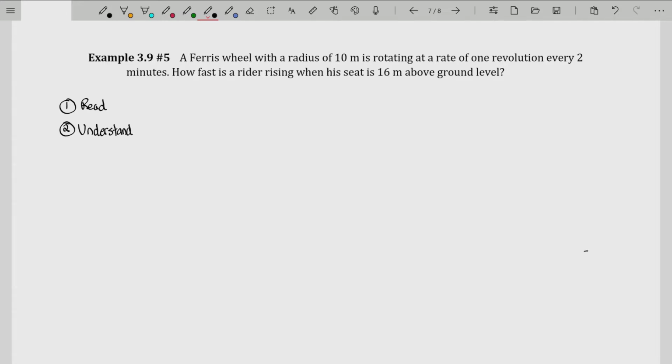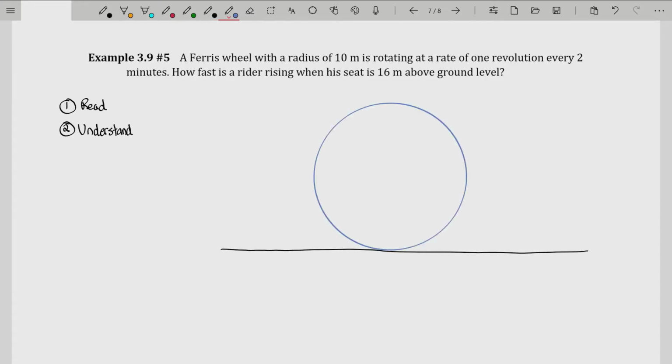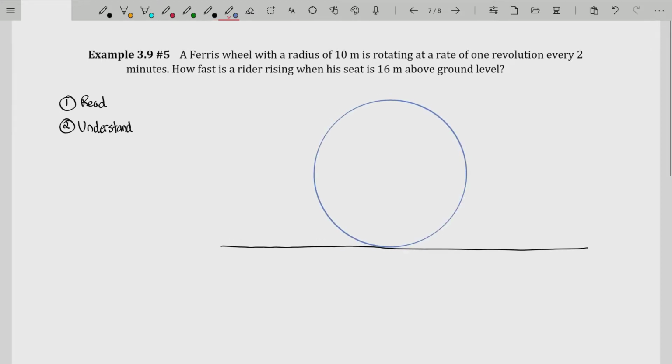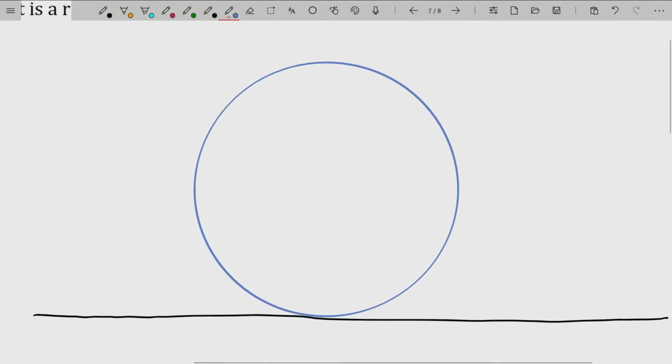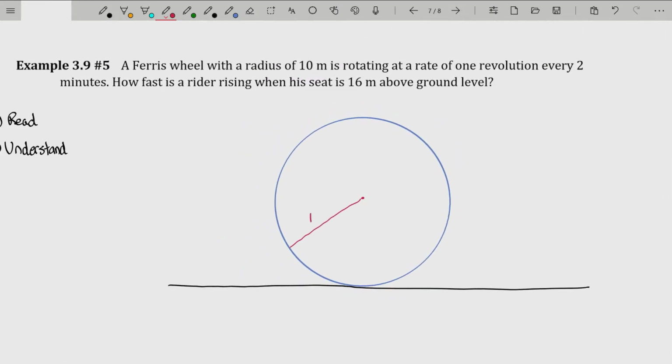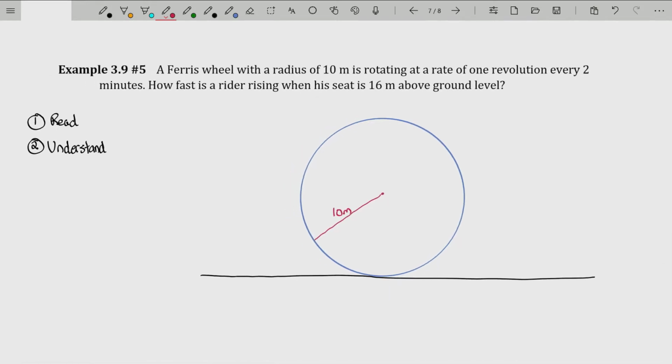So the picture goes like this, I'm guessing. I have ground. I have a Ferris wheel. And let's see, I have a radius on that Ferris wheel. I like red for radius, honestly. So the radius of this Ferris wheel is 10 meters? Okay, 10 meters. That picture's pretty much going to do it.